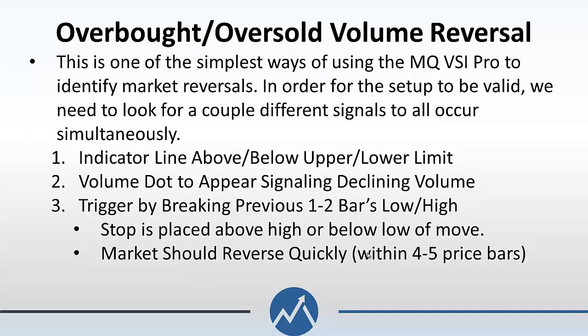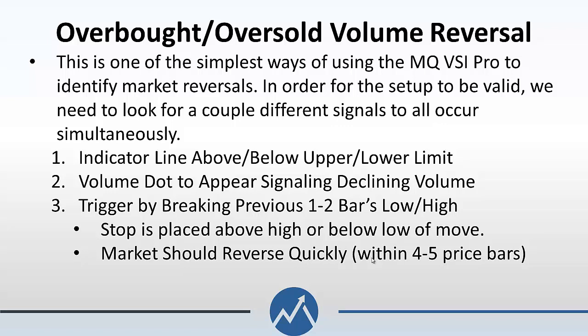Alrighty. So number one, what we call a volume reversal. And you've heard me talking about this in the trading room the past few days because it worked brilliantly on Friday, especially. I was saying bonds should go down, gold should go down, and crude should go down. And bonds, gold, and crude all went down. So this is one of the simplest ways of using the VSI Pro, and it's designed to help you identify market reversals or time turning points.